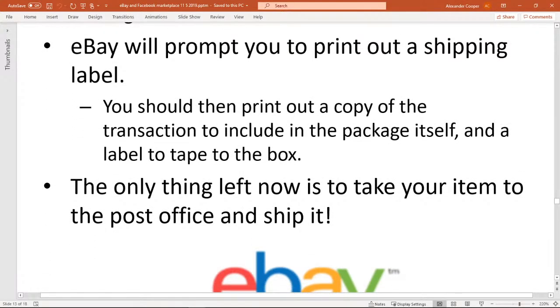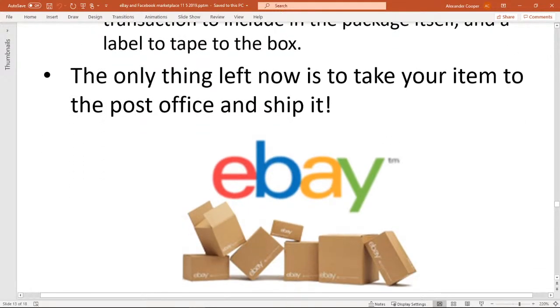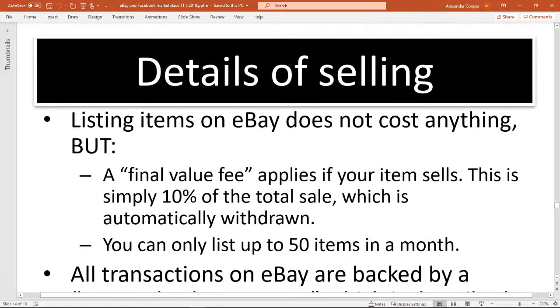And eBay will set up a label that you can print out, and all you really need for that is a printer and some clear packing tape. Just tape that to the box or container, whatever it is, and then go print it. So you're not trying to make sure that you know what the person's address is and all that. Take your item to the post office, and there you go.